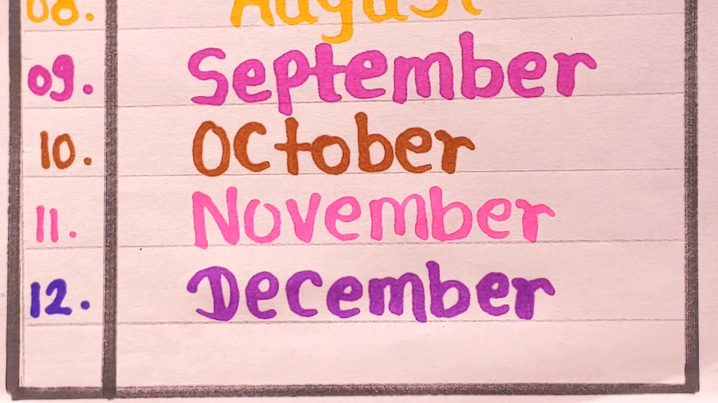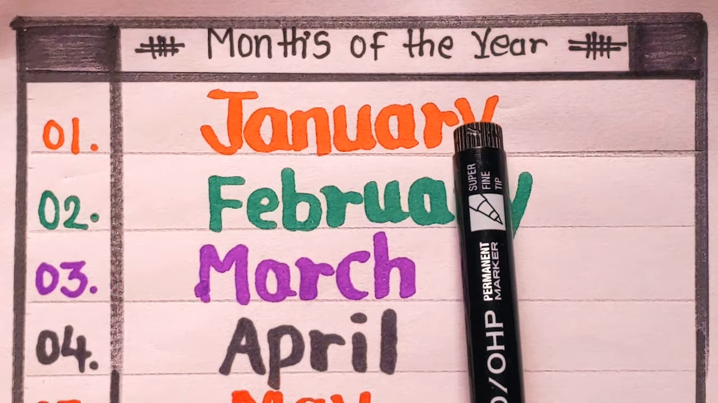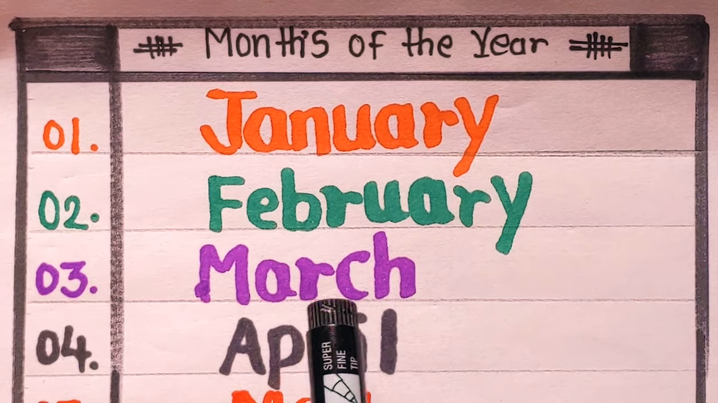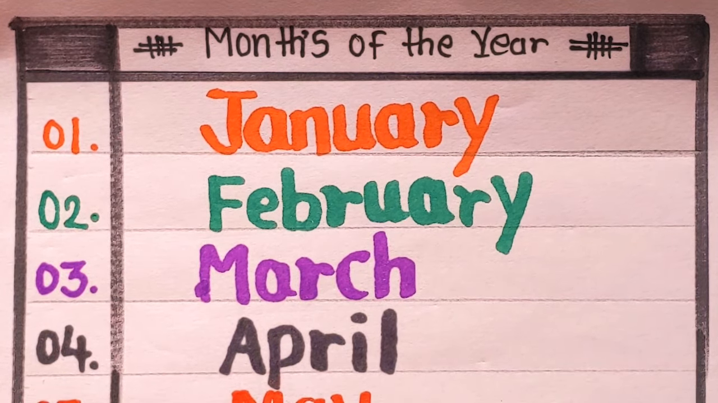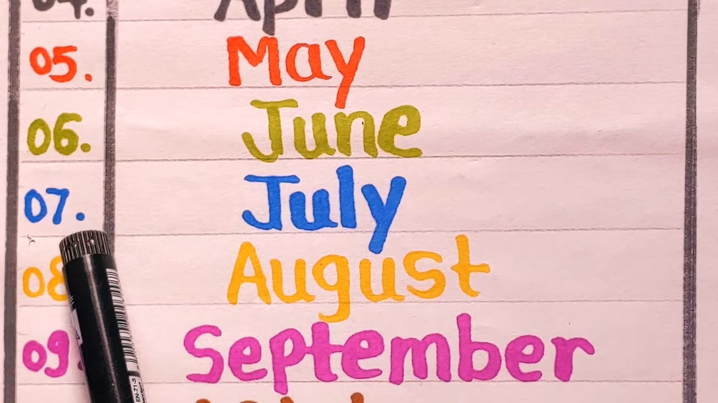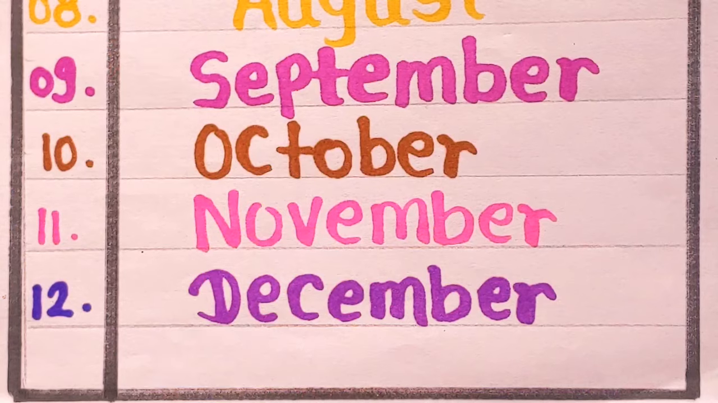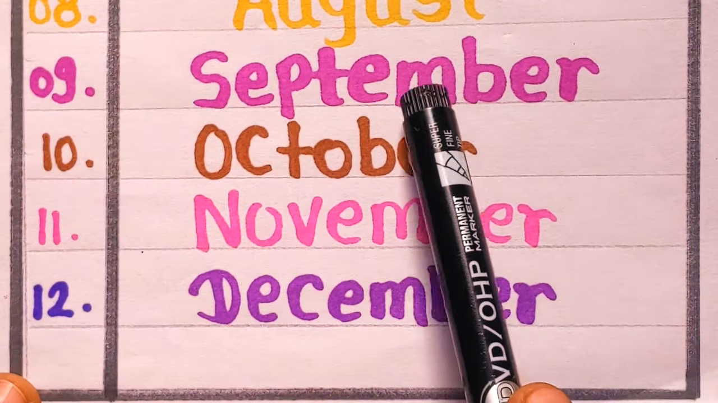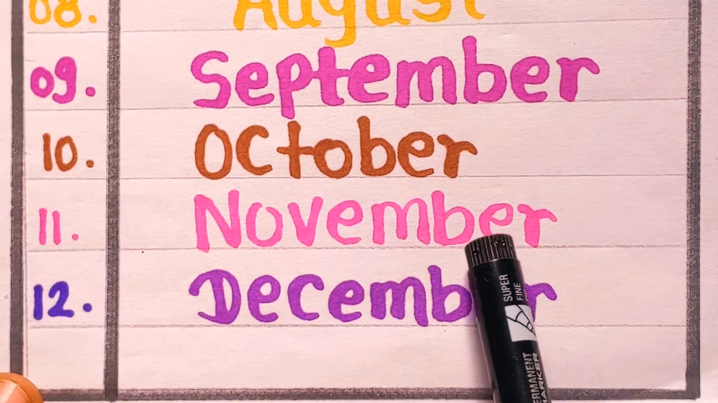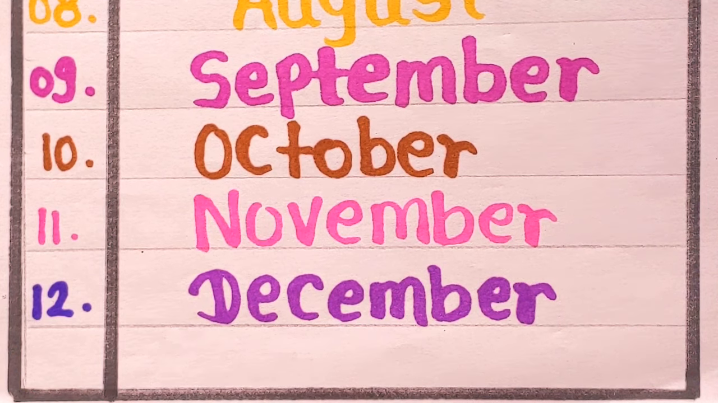Now let's revise with me. First is January. Number second, February. Third, March. Fourth, April. Number fifth, May. Sixth is June. Seventh, July. Number eighth, August. Number 9, September. Number 10th is October. Number 11, November. And number 12th is December. These are the 12 months of the year.